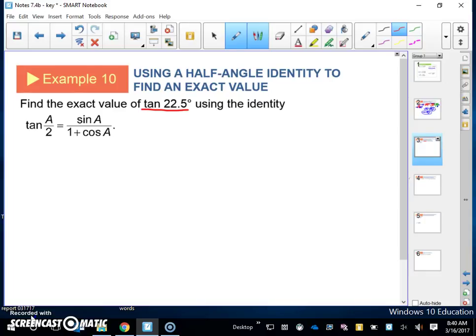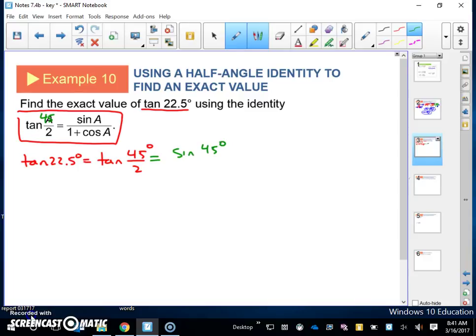If I wanted to find tangent 22.5, it's nice to notice that 22.5 is half of 45. Okay? And so notice that A in this formula is 45. A is not 22.5, A is 45. And so we're using this identity with A equal 45. Tangent 45 over 2 equals sine 45 over 1 plus cosine 45. Okay? A is 45.